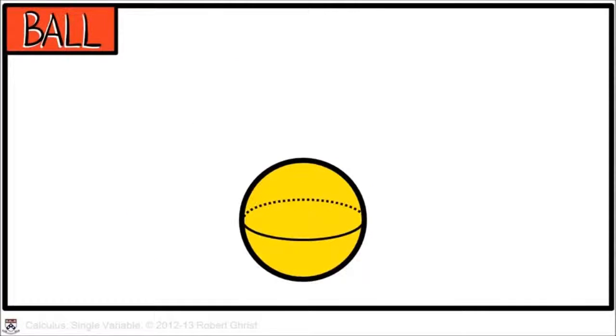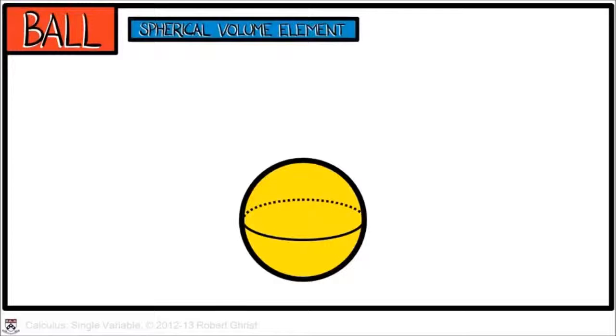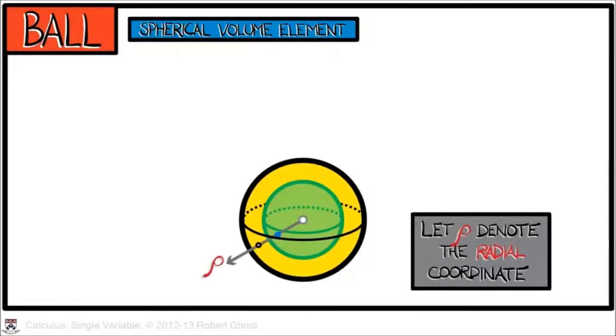A last method for decomposing the ball and obtaining the volume would be to use a spherical volume element. This is a round shell, concentric with the ball. We're going to need to choose a variable to denote the radius of this shell. Let's call that rho. That's a letter that you'll be seeing again in multivariable calculus. In this case, I claim that the volume element is really the surface area of this shell, 4 pi rho squared, times the thickness, d rho.